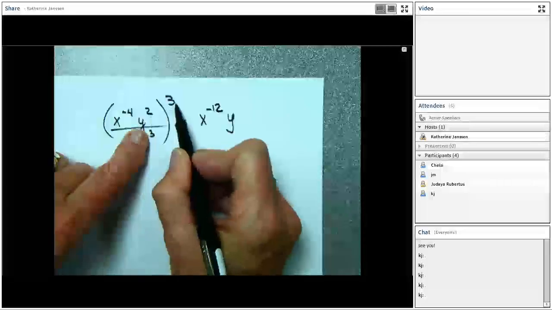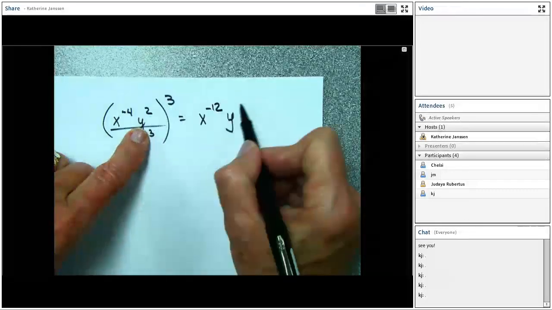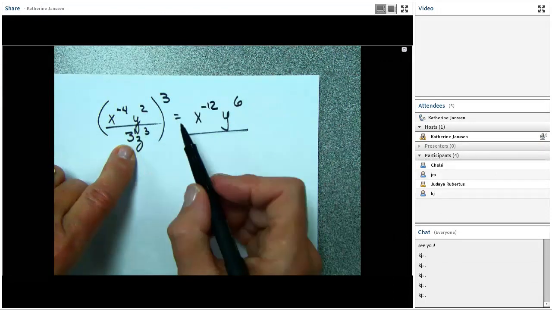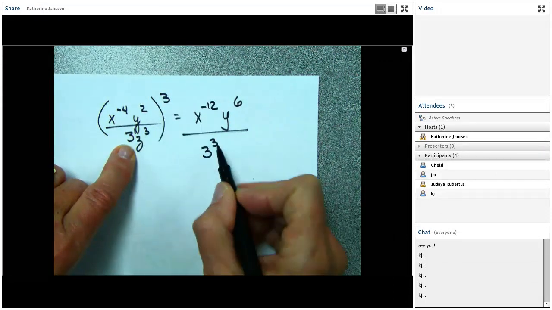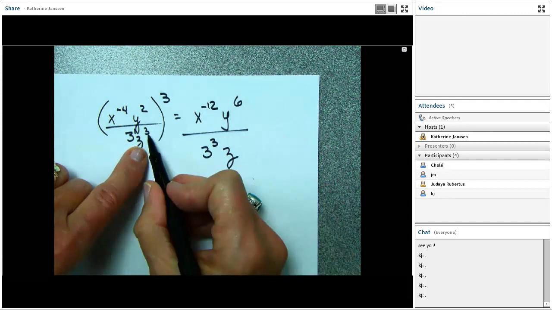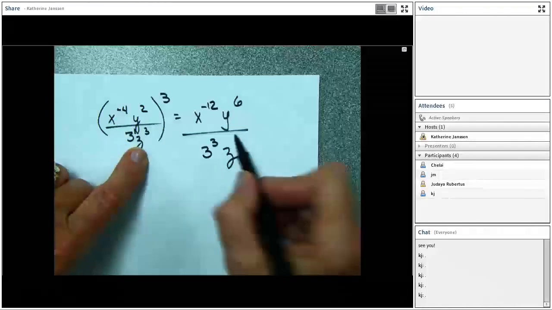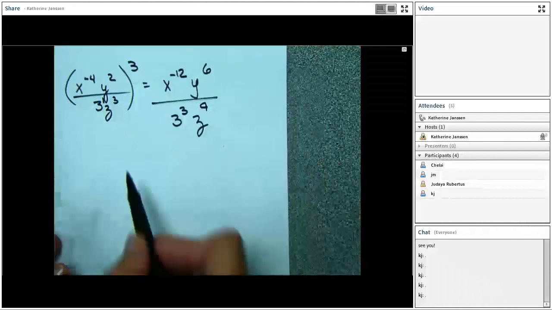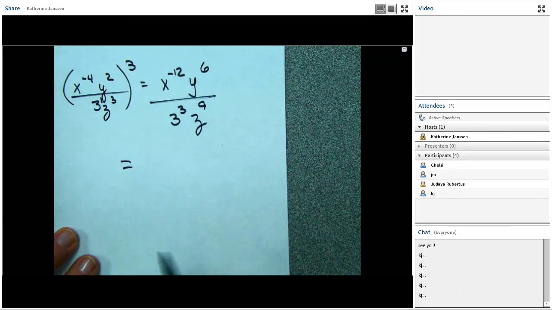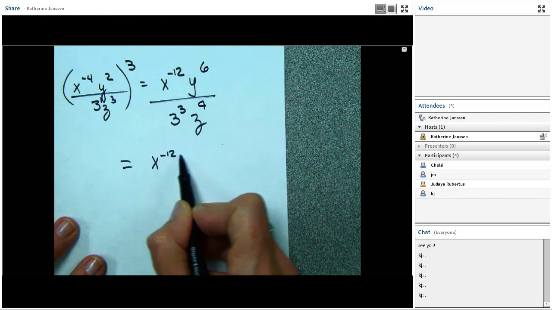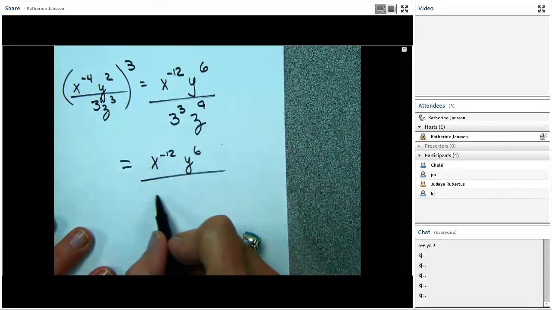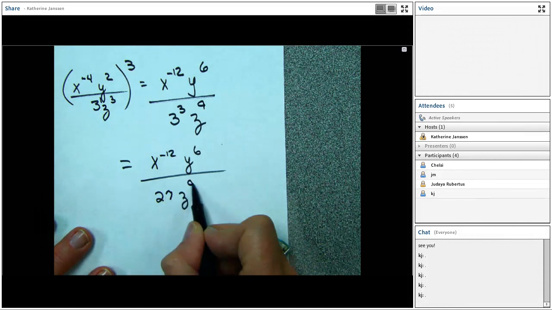Y squared, 2 times 3 is 6. 3 to the 1st degree, that'd be 1 times 3, 3. And z cubed times 3 would be 9. And now I just want to clean this up a little bit. X to the negative 12, y to the 6th over 3 cubed is 27, z to the 9th.